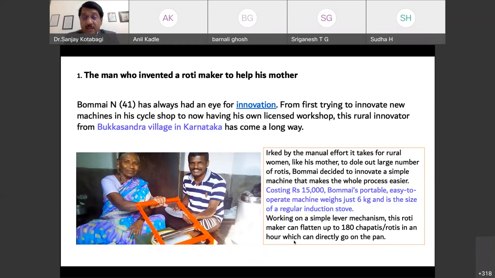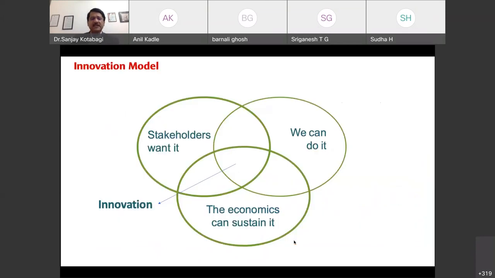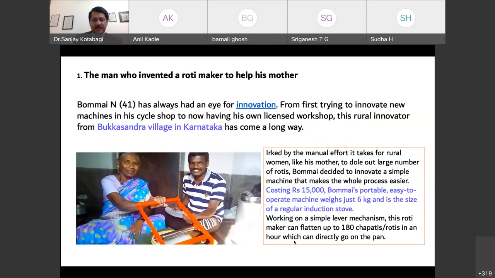Initially, there was a waiting period of 6 months, 8 months, but the company really failed to deliver what it promised. Because of that, people did not want it. They rejected that product. These three circles really did not work well there. So in this example, we can see that it is really required.